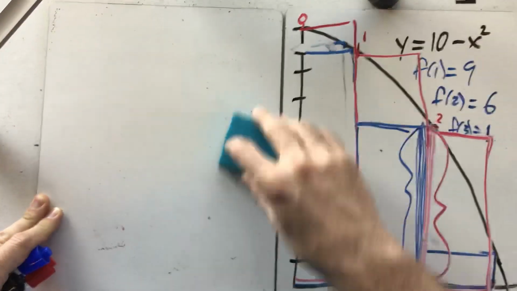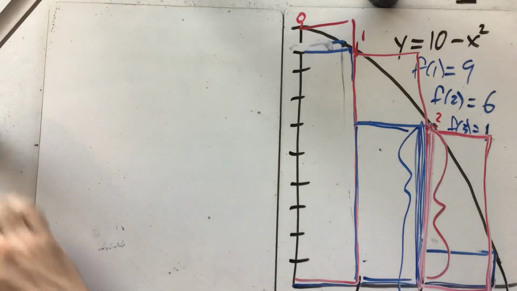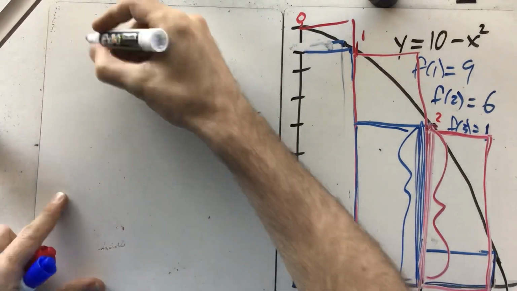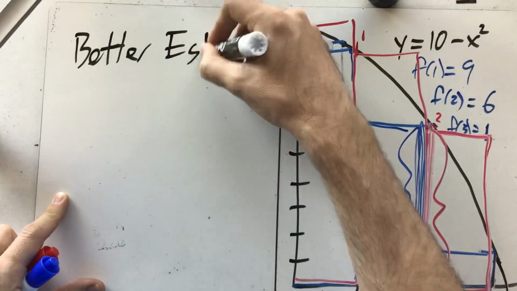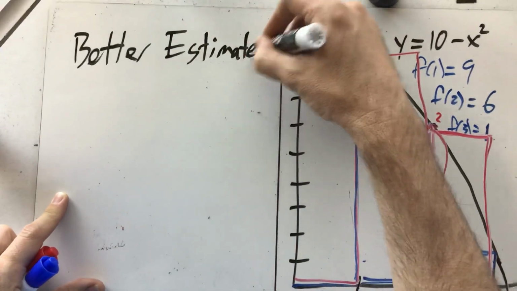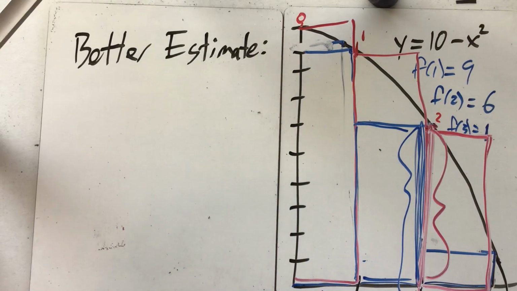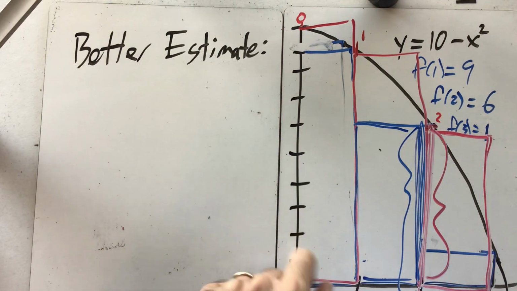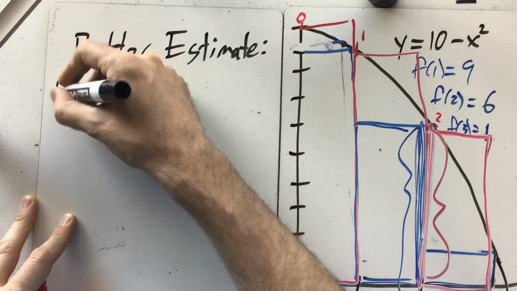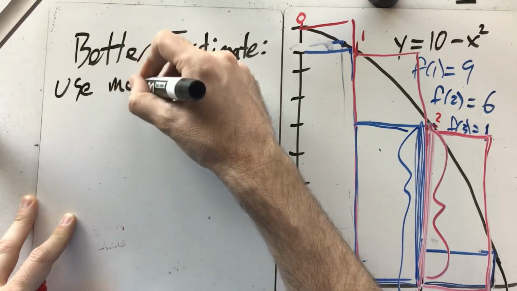But a big question that we want to ask, and this is the important one, is how do I get a better estimate? How do I get a better estimate on this problem? Well, there's a pretty simple way to get a better estimate. And the simple way to get a better estimate is to make your rectangles smaller. So use more rectangles.